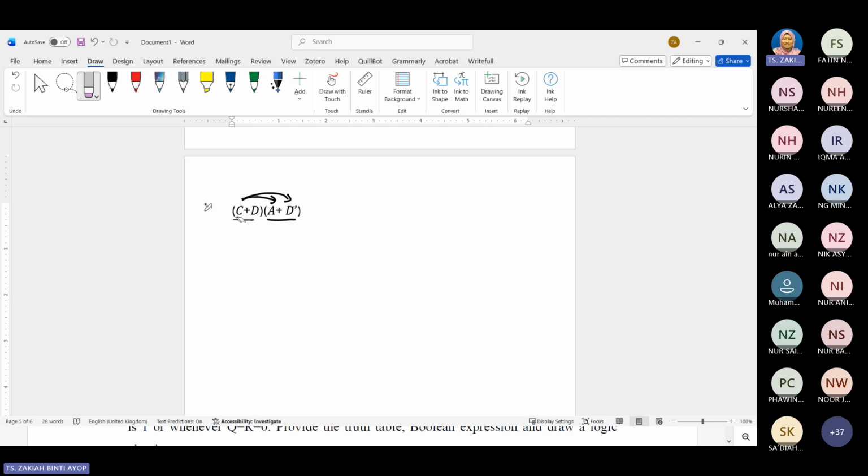Now, we need to remove the bracket. So, to remove the bracket, expand the expression. You multiply for each of the expression. So what you should get is AC plus D bar plus AD. I'll just rearrange it, it doesn't matter. And then D and D bar.